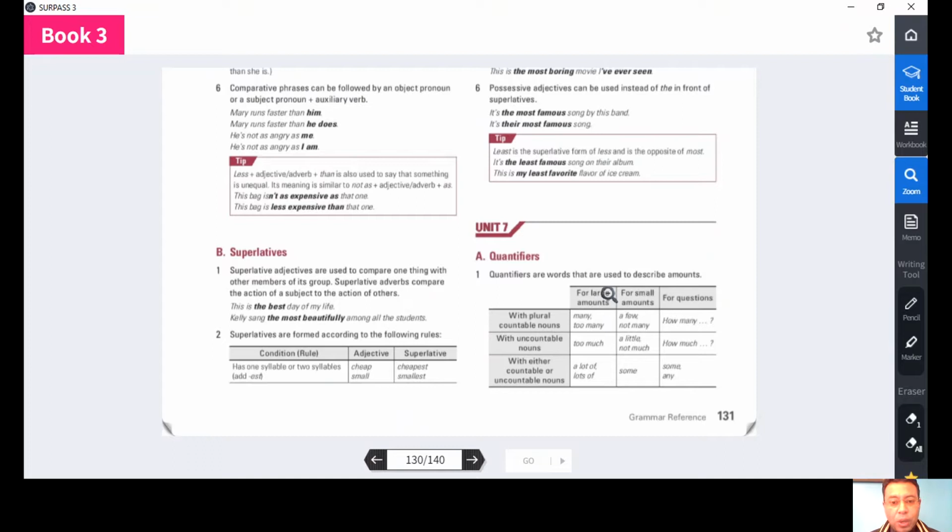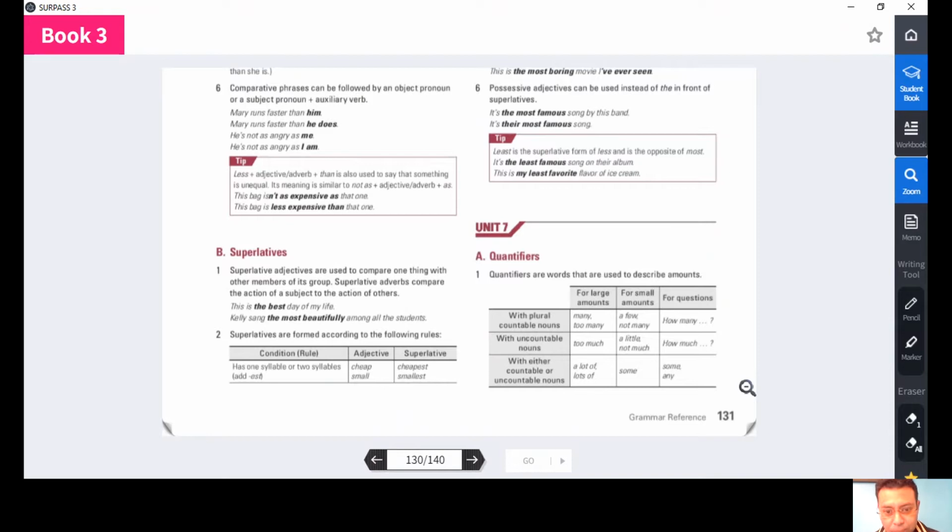So the next topic is quantifiers. Quantifiers for countable things and uncountable things. In this case, we are going to check some boxes, and this is the first box that we are going to face right now. It's with plural countable nouns, with uncountable nouns, with either countable or uncountable nouns. So we have for large amounts, for small amounts, and for questions.